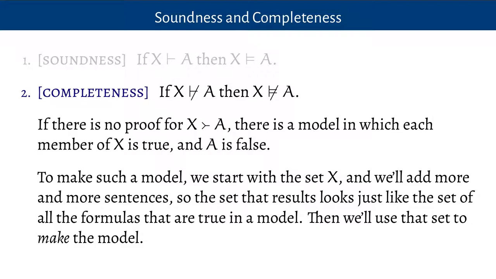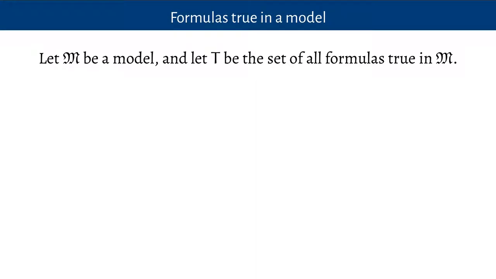The way that we're going to prove that is starting with our collection of premises X, and we're going to build this up and make it bigger and bigger and bigger, adding more and more sentences to the collection, so that the set that results at the end of this process will look just like the set of all of the formulas that are true in a particular model. And then we're going to use that set to make a model. So to start us on this journey, we're going to have a look at the formulas that are true in a model to see what the set of all of the formulas true in a model looks like, what kind of properties such a set must have, so that we can get a sense of what's involved in constructing it.